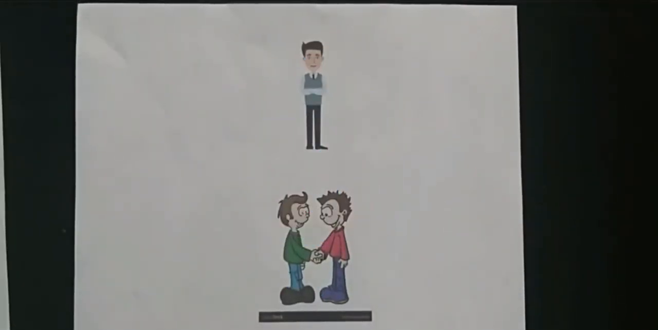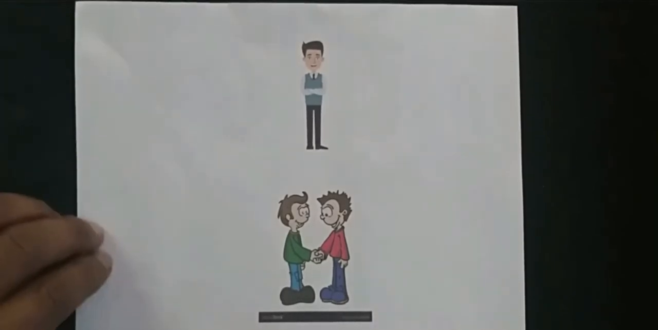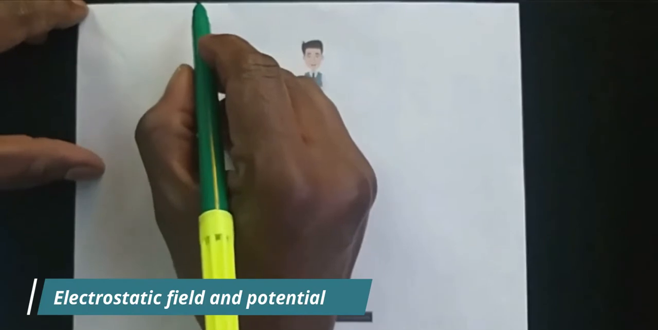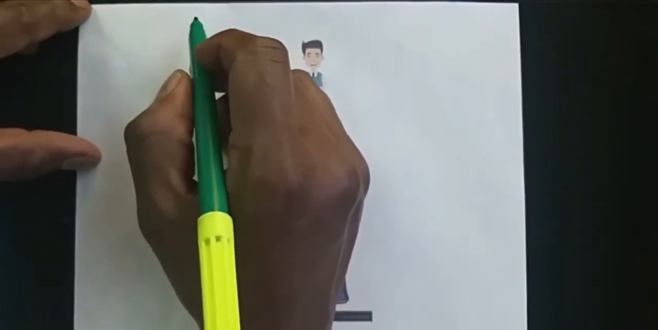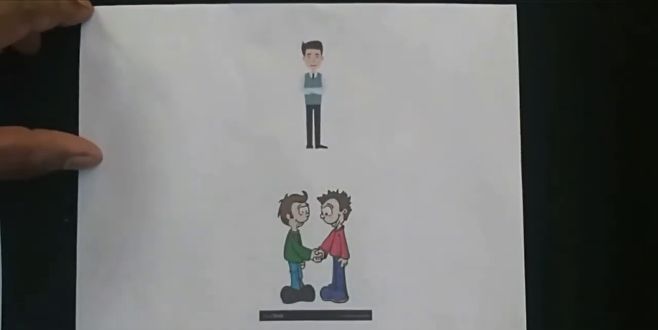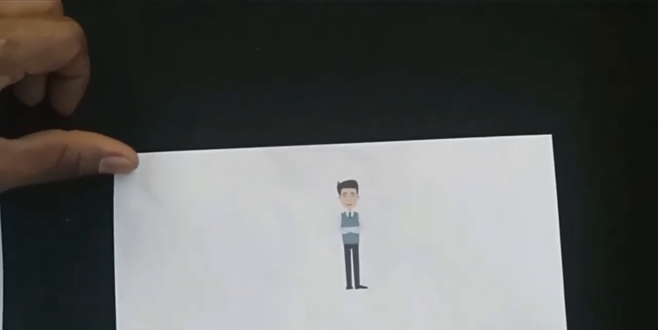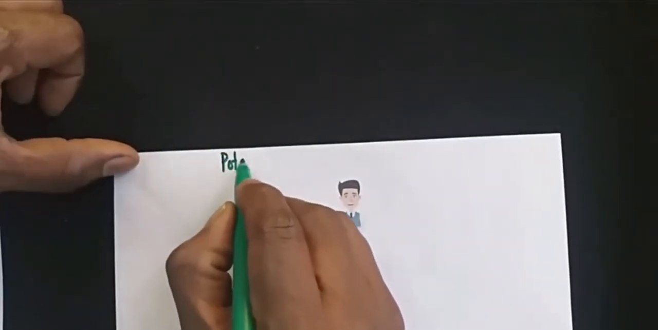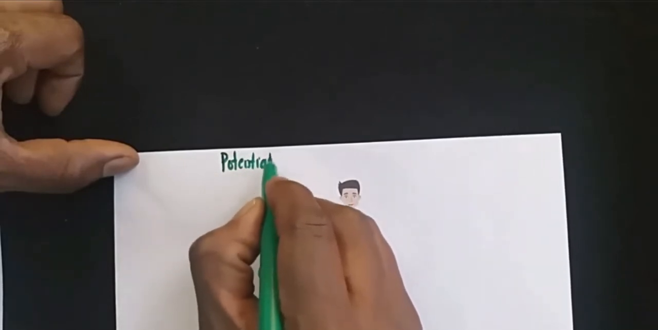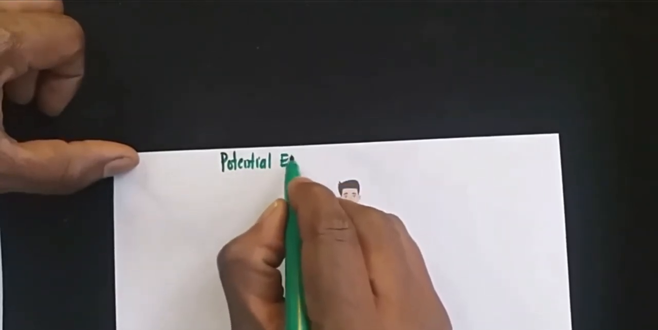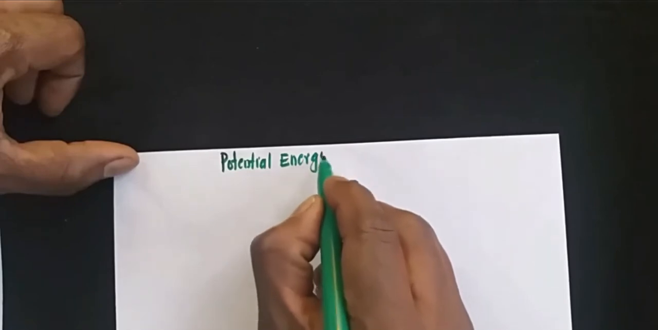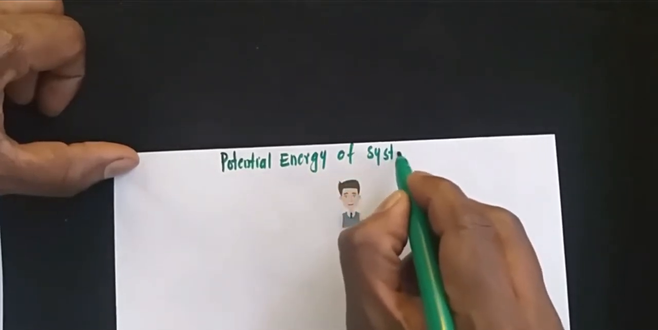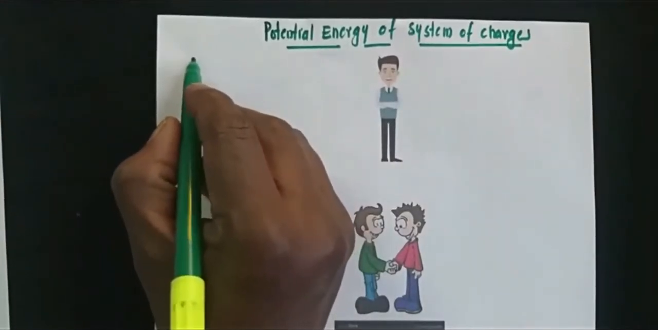Dear students, welcome to a new topic of our second lesson in electrostatic field and potential. Today we will study the electrostatic potential energy, or very precisely, electrostatic potential energy of a system of charges. Here we are considering a system of charges because we need to consider more than one charge.